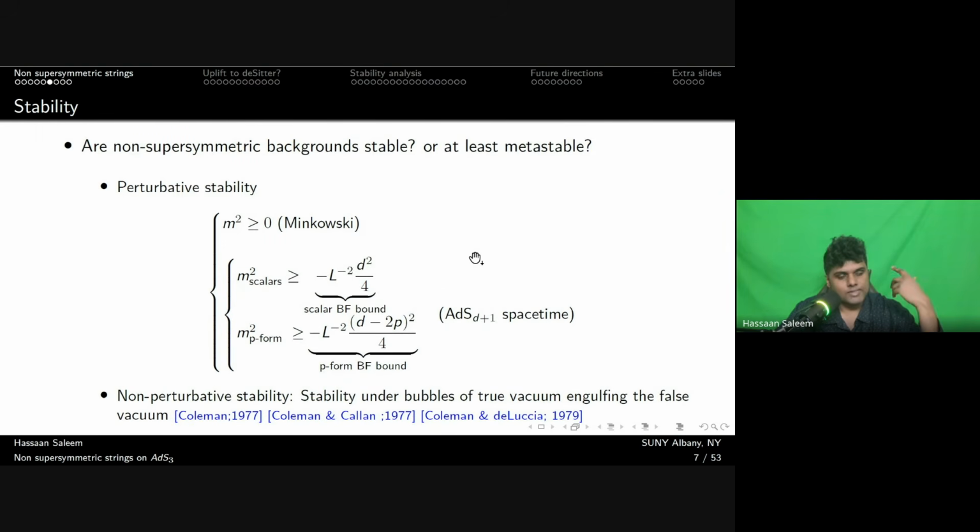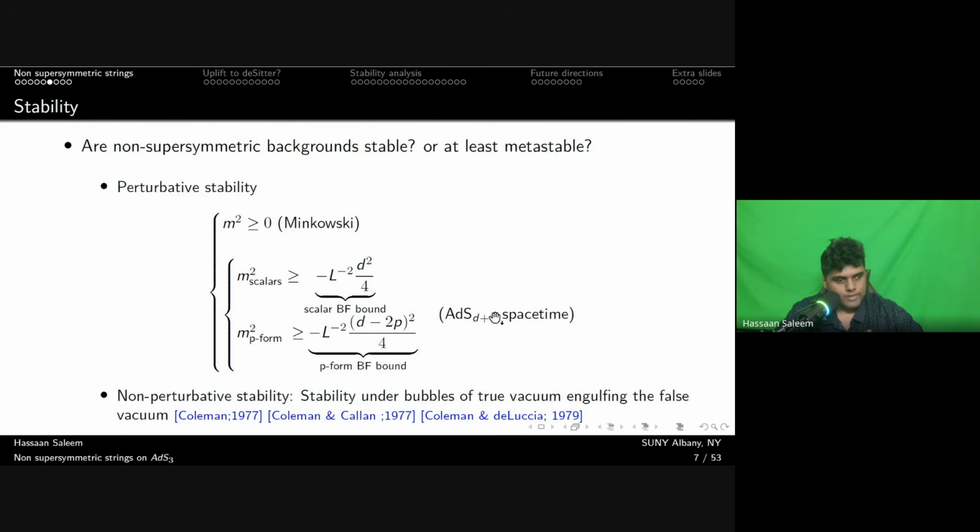Another question that you can ask is, if I construct some non-supersymmetric backgrounds, are they stable? Now, what do I mean by stable? There are 2 kinds of stability that you have to talk about. One of them is called perturbative stability. How do you know if a particular vacuum is perturbatively stable? It depends on what kind of vacuum you have. If you have a Minkowski vacuum, it just means that all the perturbations that you have, scalar perturbations, are either massless or massive. By that I mean their mass squared is either 0 or positive.